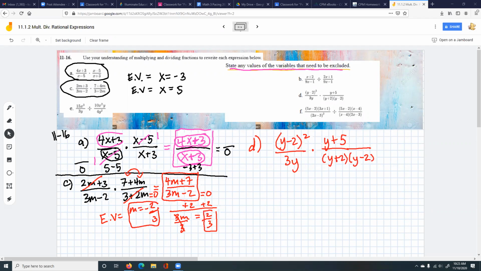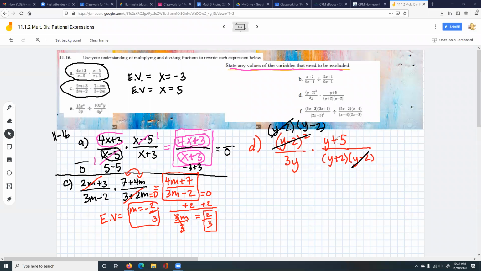This y minus 2 squared, let's change that to y minus 2 times y minus 2, right? That's what y minus 2 squared is. So I'm going to change this to that. Why? Because I see that one of these is a y minus 2. So I'm going to cross reduce one of those, leaving one of those behind. And can I reduce anything here? Can I cross reduce 3y and y plus 5? No, because this has a plus and this doesn't. So you can't reduce those y's.